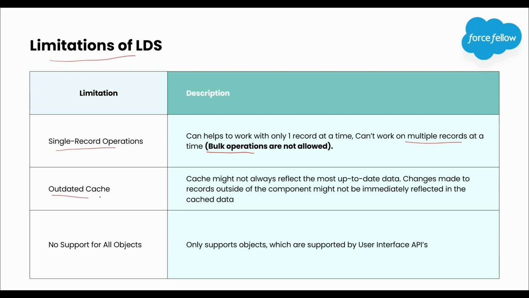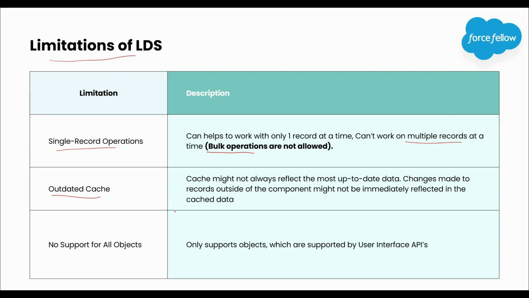Next is outdated cache. So you know, LDS always stores the response in the client side cache, and for subsequent requests, data will be returned from the cache only. Right. But sometimes we could see older data if the same record is updated by someone else. But once you refresh the page, then you will be able to see the updated data.